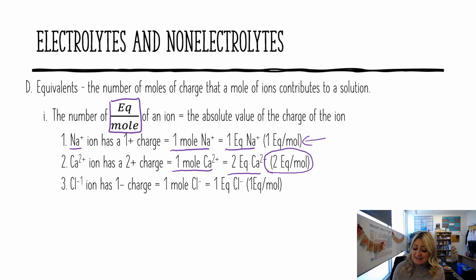Looking at an anion, the chloride ion with a -1 charge, so it's accepted an electron, has a -1 charge, so 1 mole of the chloride anion is equal to 1 equivalent of the chloride anion. So we would also describe this as being 1 equivalent per mole.